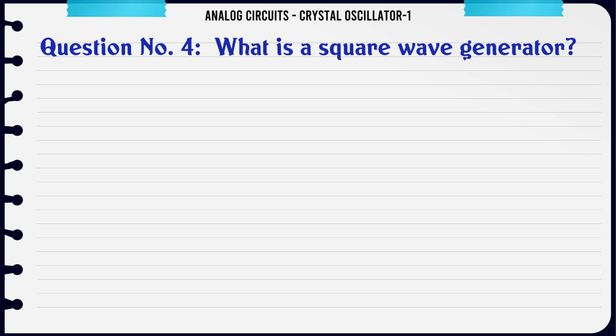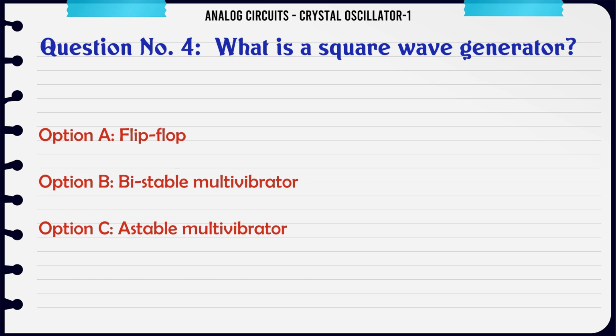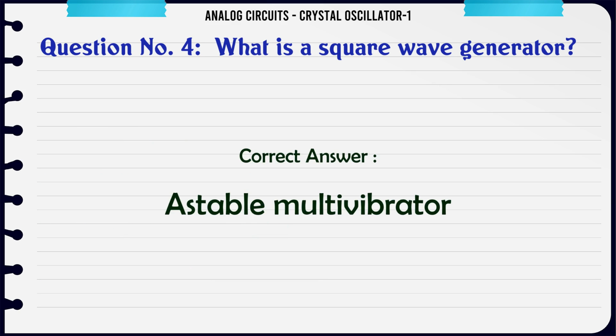What is a square wave generator? A flip-flop. B bistable multivibrator. C astable multivibrator. D monostable multivibrator. The correct answer is astable multivibrator.